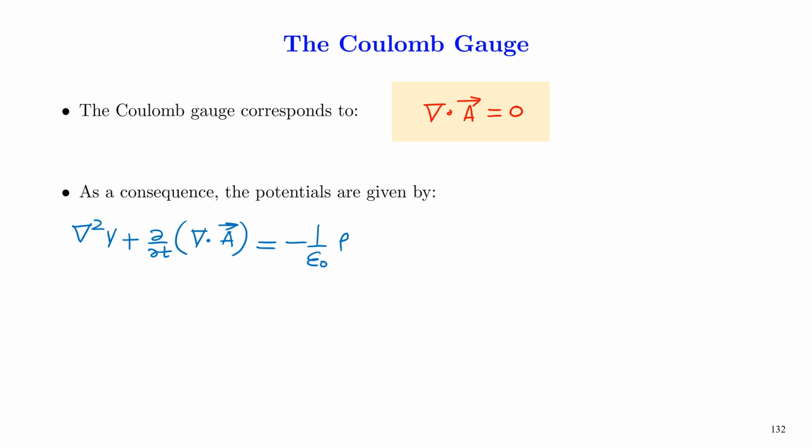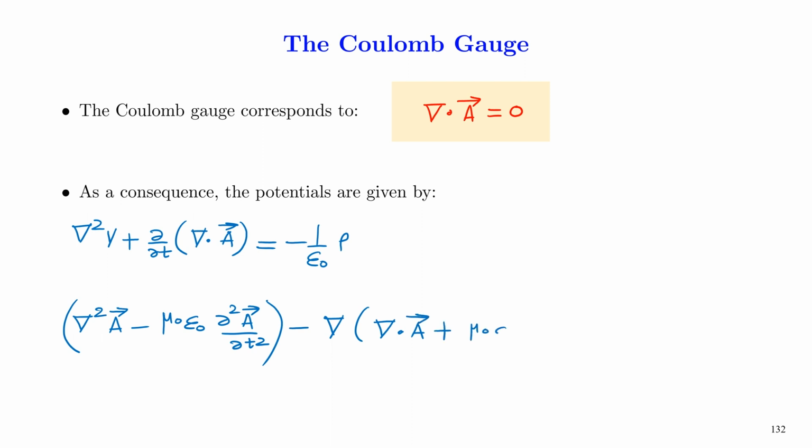Now the Ampere-Maxwell equation expressed in terms of the scalar and vector potentials reads del square A minus mu 0 epsilon 0 ∂²A/∂t² minus del of del dot A plus mu 0 epsilon 0 ∂V/∂t. This is equal to negative of mu 0 j. These are nothing but equations 7 and 8.